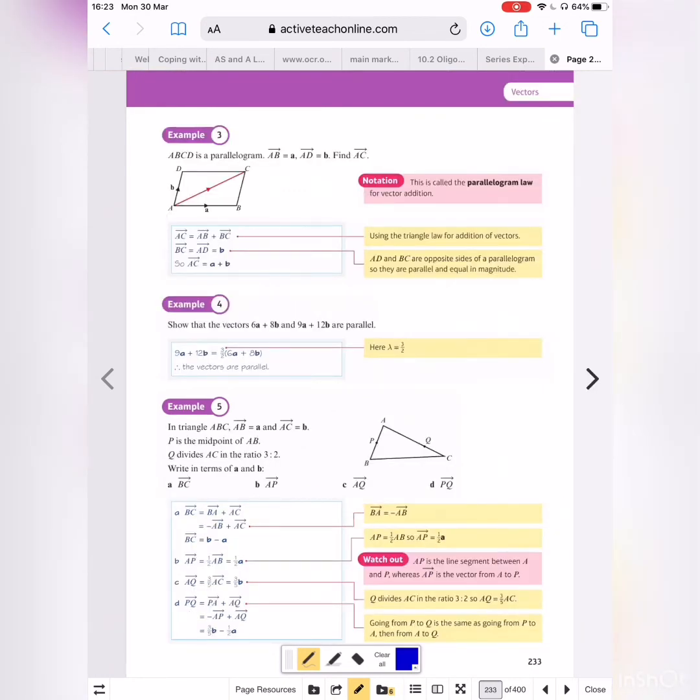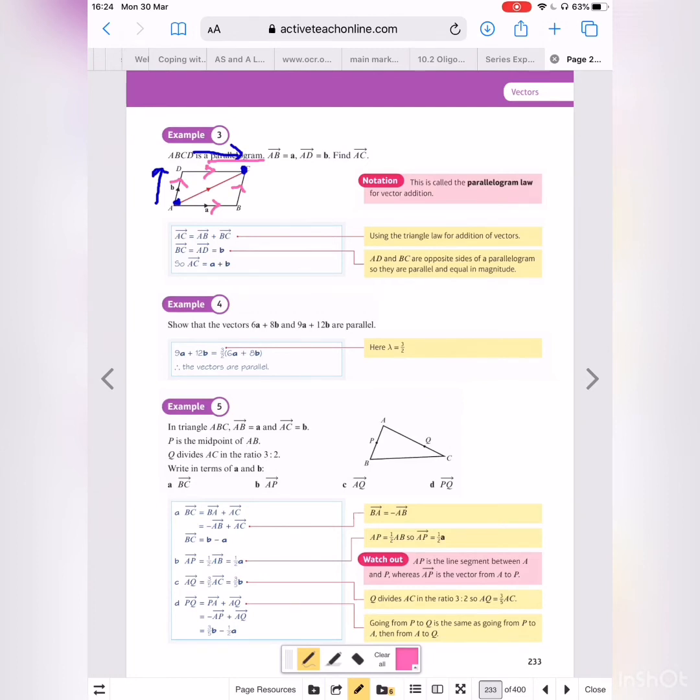Example 3. ABCD is a parallelogram. AB equals A, AD equals B. Find A to C. So again, we're going to write on our points. We want A to C. So we're going to want to go along there, and then we're going to want to go along there. Now the key word here is actually what I've just covered over. It's this parallelogram. We know that this length and this length are identical. This length and this length are also identical to one another. They're not all the same, but the two pairs are identical.